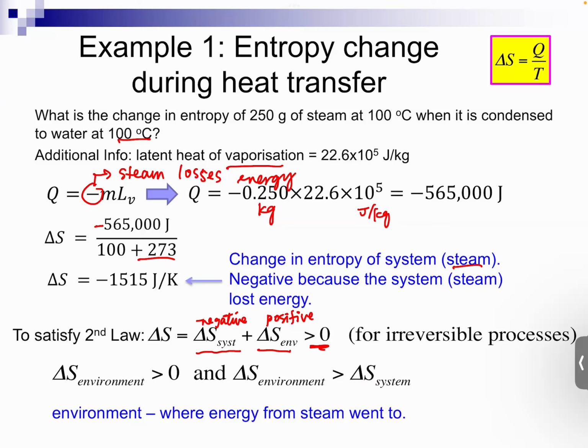In other words, the change in entropy of the environment should be greater than the change in entropy of the system. So two things need to be satisfied. The change in entropy of the environment should be positive, greater than 0, and it should be greater than the change in entropy of the steam.